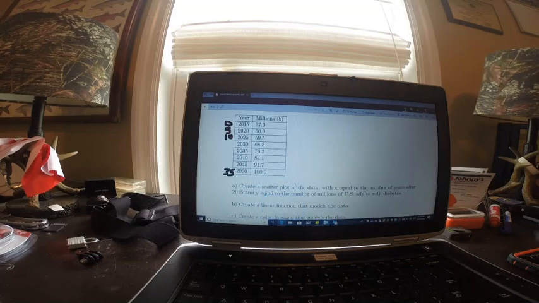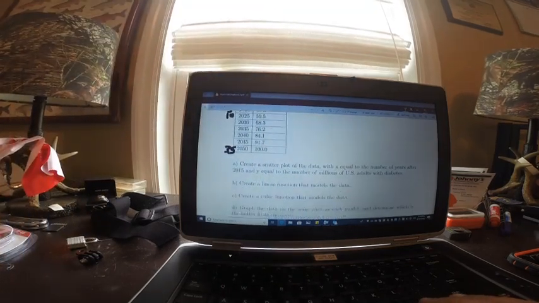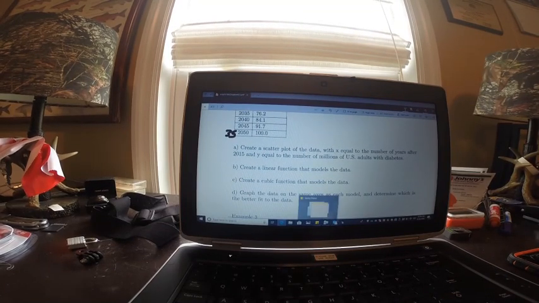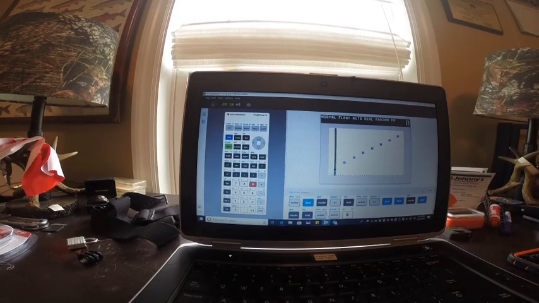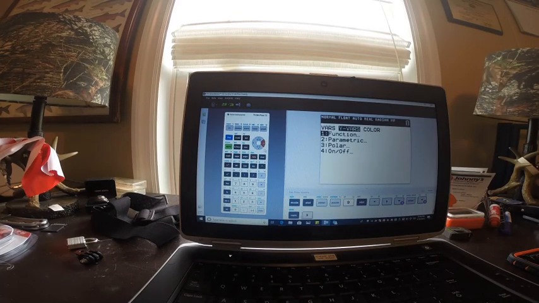We've done the scatter plot, but B says create a linear function, C says create a cubic function that models the data. We're going to graph them both on the same axis, right? So pull it up. I do stat. If I want a linear function, we've done this, right? We're going to do second, stat, scroll over to calc, and do a linear regression. I'm going to store this one in y1, so I'm going to go vars, y-vars, y1. Okay, I'm going to calculate it out.